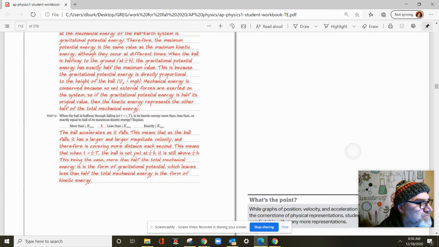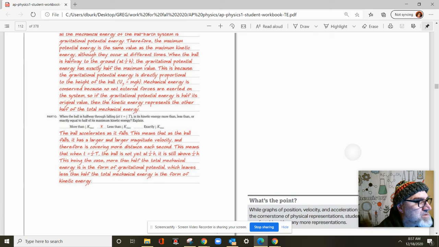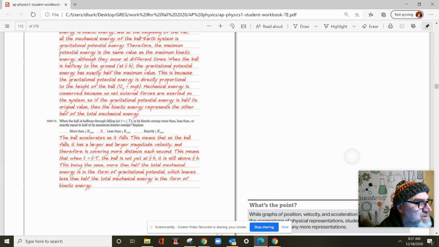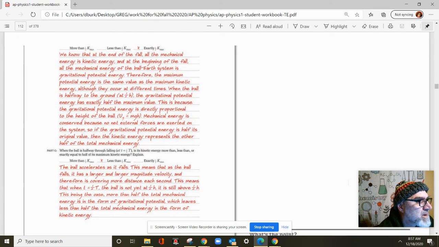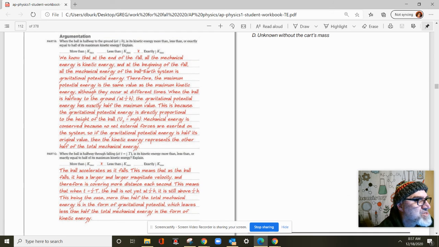When the ball is halfway through falling in time, its kinetic energy is less than half. So this is why it's different. When the position is half, MGH is half. So half of its potential energy, half of its kinetic energy. But time-wise, we're being accelerated, so it actually takes longer to get to the halfway point because it's moving slower to start with, right?